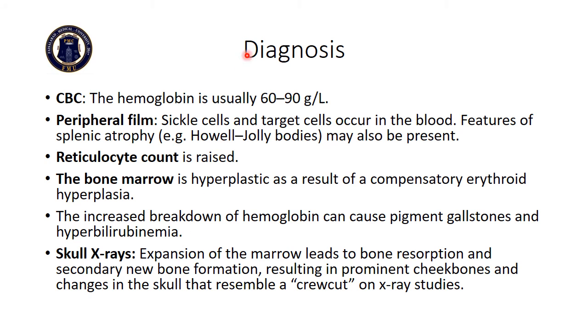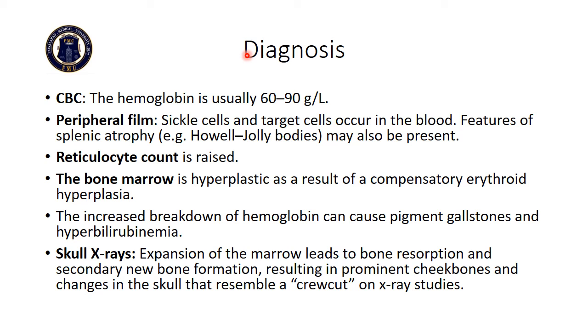Diagnosis: the CBC will show hemoglobin around 60 to 90 grams per liter. Peripheral film will show sickle cells and target cells in the peripheral blood. Features of splenic atrophy, such as Howell-Jolly bodies, may also be present. Howell-Jolly bodies are red blood cells which contain remnants of DNA.